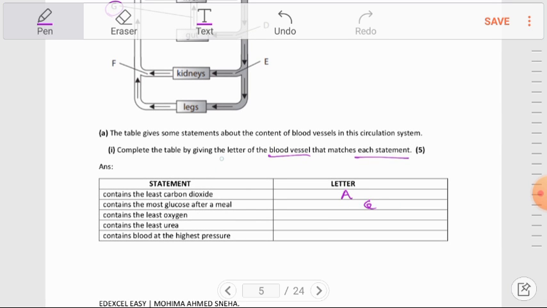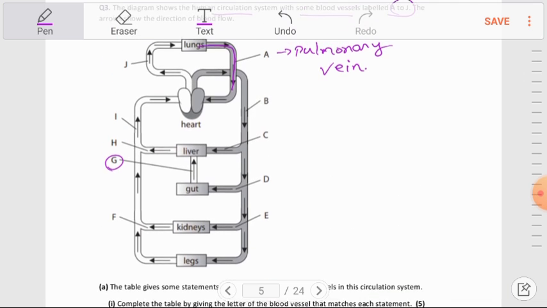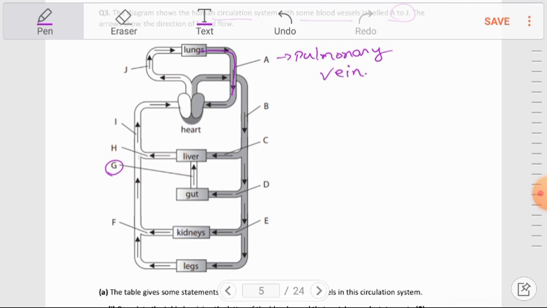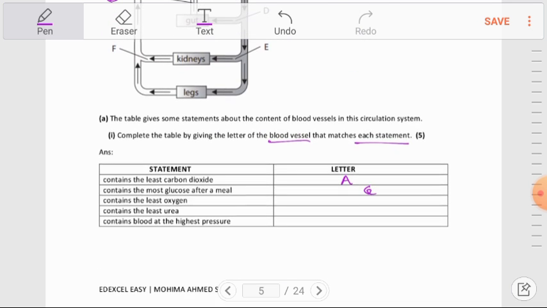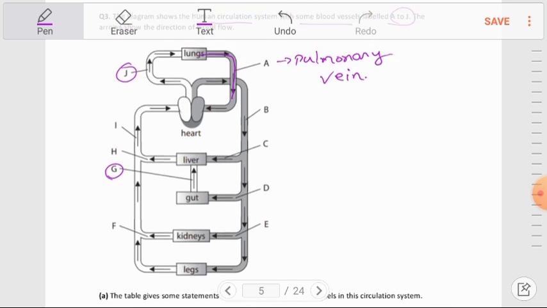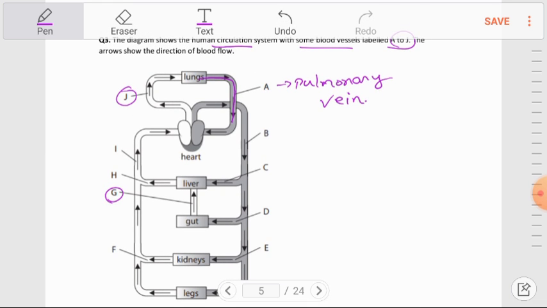Contains the least oxygen, it has to be the vena cava. So it will be J, wait, sorry, contains the least oxygen. Yes, it has to be the pulmonary artery, sorry, not the vena cava, pulmonary artery, because from the heart it goes to the lungs. So in order to remove all the carbon dioxide and get more oxygen, it has the least oxygen present in it. So it will be the pulmonary artery.